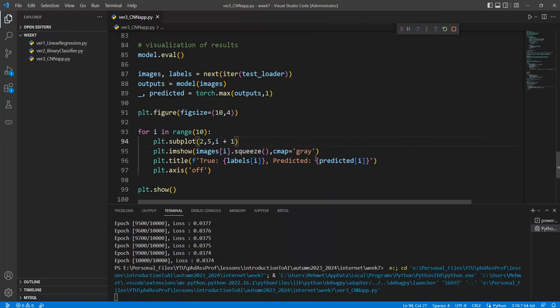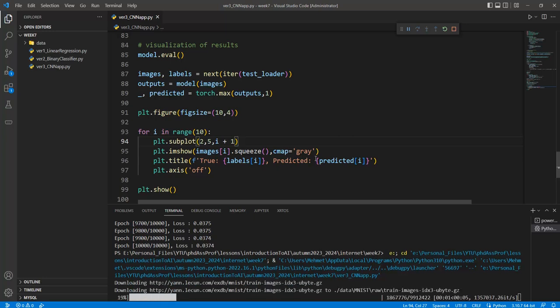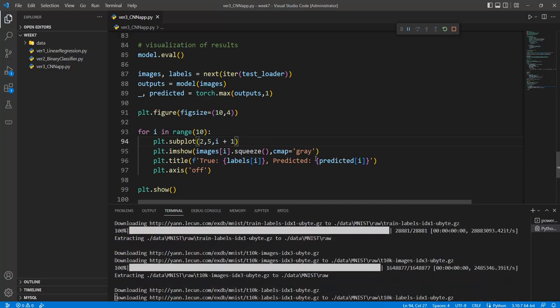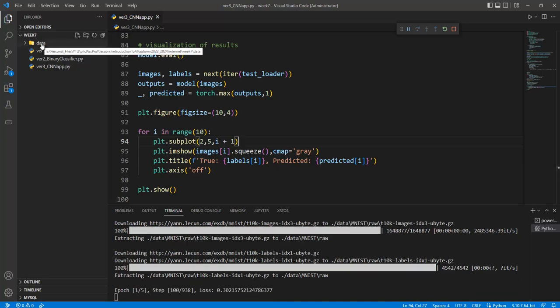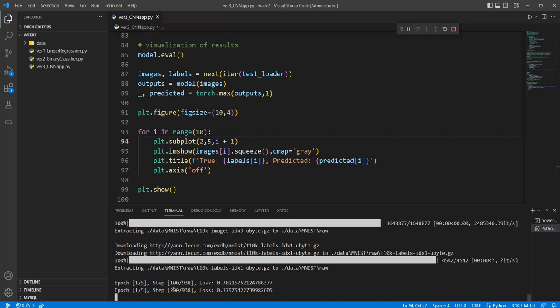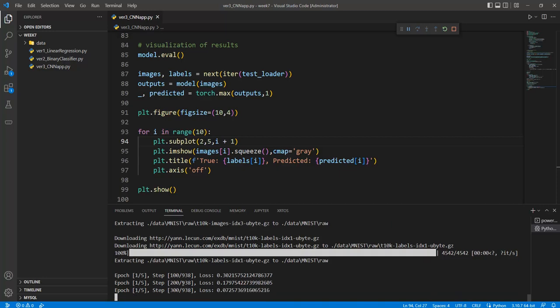If I run this code, this is downloading the train images, right? Yann LeCun's dataset, so this data contains the whole image pictures. And after that we have the one step here, like this one. In the first place, epoch 1 of 5, step 100, batch size. Okay, and we need to wait to train the network here.